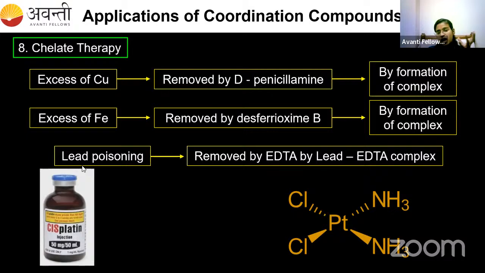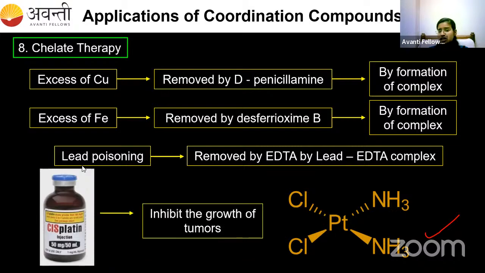So they will add EDTA so that the EDTA will go and form the bond with the lead and it can be removed out from the body. Okay. And at last, cisplatin. Cisplatin structure is here. It is a platinum complex with 2 ammonia and 2 chlorine molecules. So cisplatin is used to inhibit the growth of tumors. Cisplatin is used to stop the growth of tumors in cancer treatment.